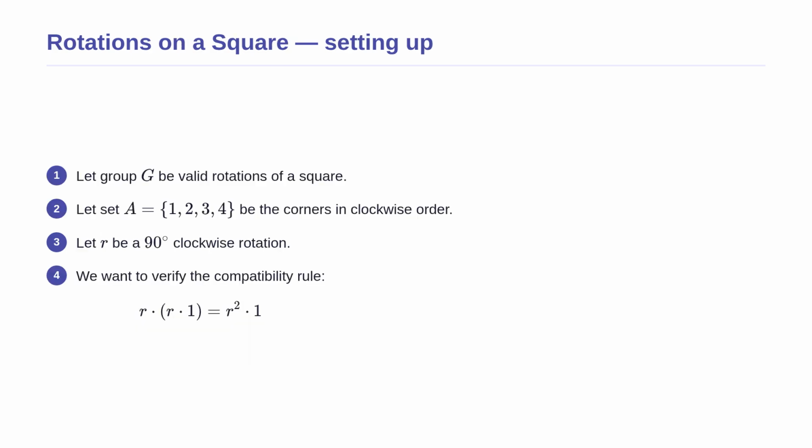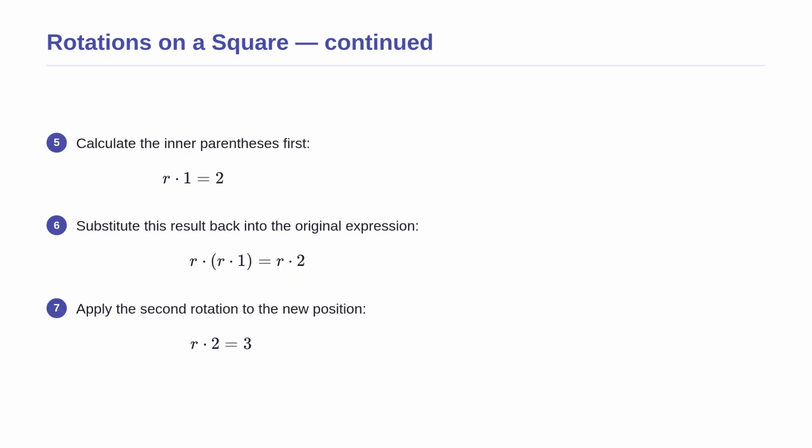Now that we have used a basic permutation, let us look at a real-world geometry example to test the compatibility rule. We are given a square with 4 corners labeled 1 through 4 in clockwise order. Our group is the set of rotations, and we choose a 90-degree clockwise rotation called R. We are asked to find the result of applying R twice to corner 1 and verify that it equals applying the combined double rotation R squared to corner 1. Let us work through the left side of our equation, step by step.